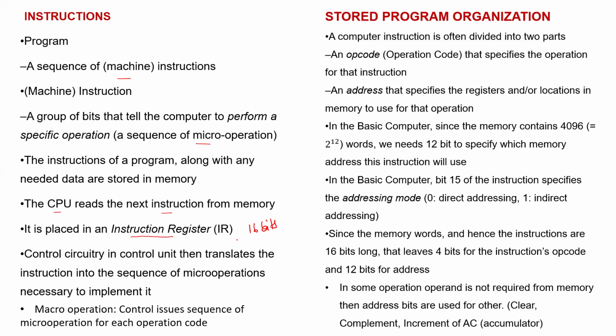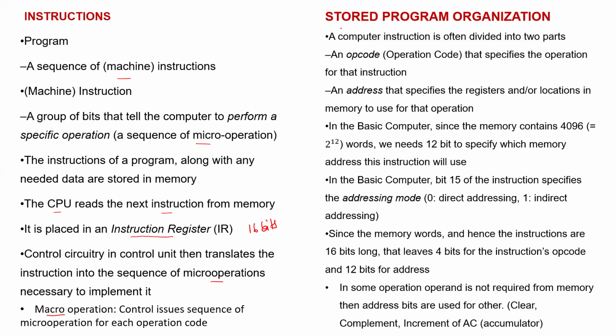In the instruction register. Now this control circuit has the task to understand the instruction register contents. It is going to translate that instruction into the sequence of micro operations that is necessary to be implemented. So what is being performed here is also called the macro operation, since this control issues the sequence of micro operations for each operation code. Later we are going to see what the operation code is.